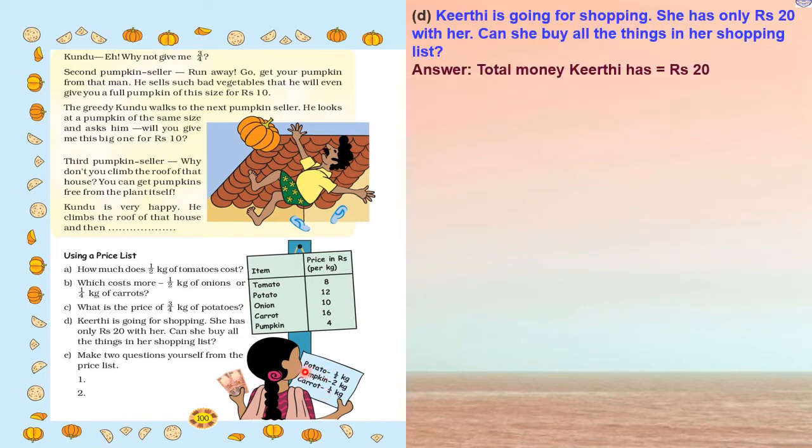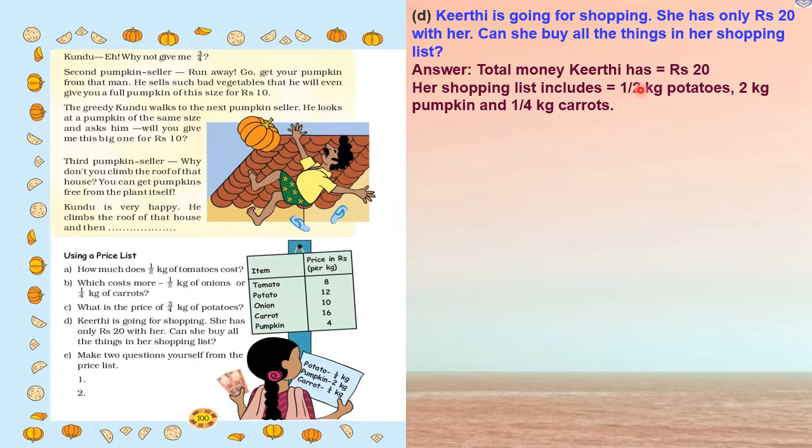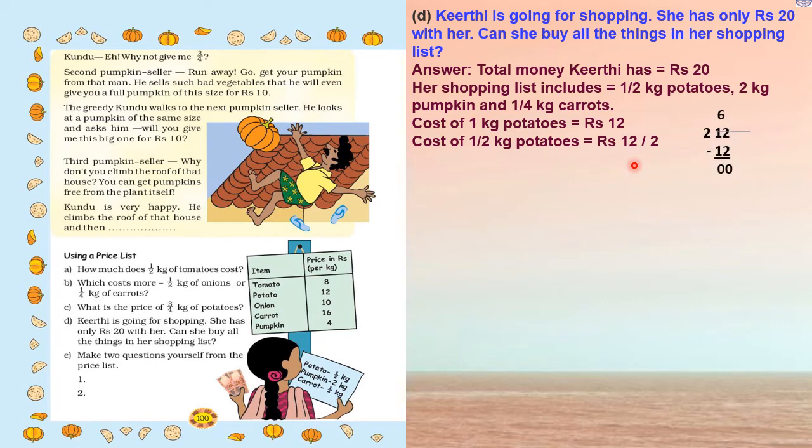The shopping list is: potatoes, half kg; pumpkin, 2 kg; and carrots, 1/4 kg. Now the total money Kirti has is rupees 20. The cost of 1 kg of potatoes equals rupees 12. Now we have to find the cost of half kg of potatoes, that is 12 divided by 2. In the 2 table, when 12 comes, 2 sixes are 12. So that is 6 rupees.